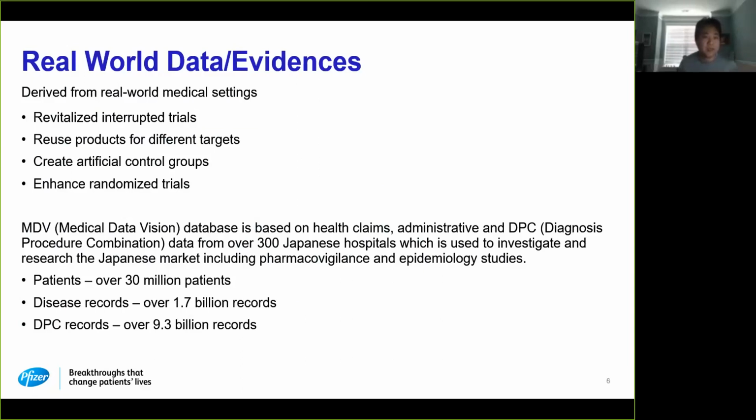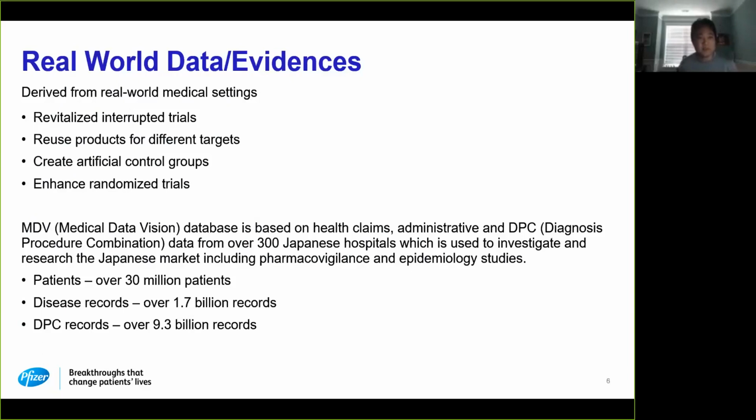We can create artificial control groups. It can also support and enhance randomized trials. And I believe this is one of the initiatives that FDA is working on: to use real-world evidence to support the normal randomized clinical trials.